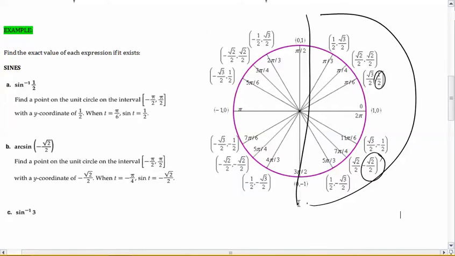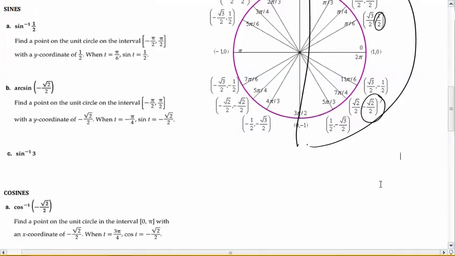Let's look at the last one, which says sine inverse of 3. So for what value do we get 3 as our y coordinate on this unit circle? Nowhere. Nowhere do we have a value that is equal to 3. If it said 1 or -1, well, we might have a value that we can play with. But 3 is bigger than any value we have on here.